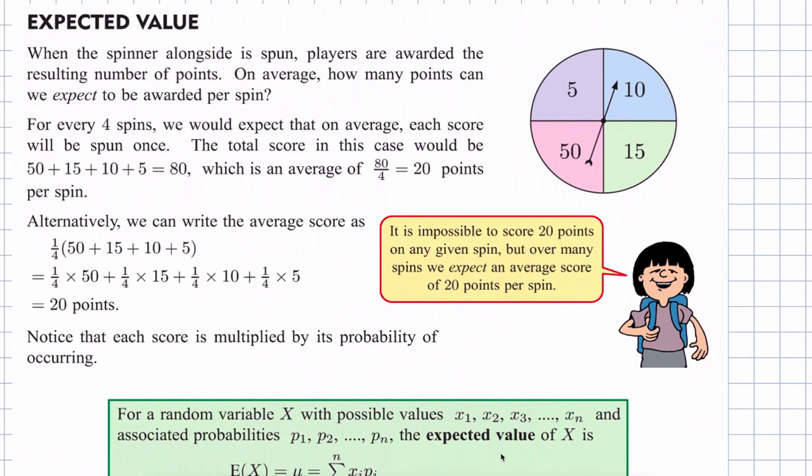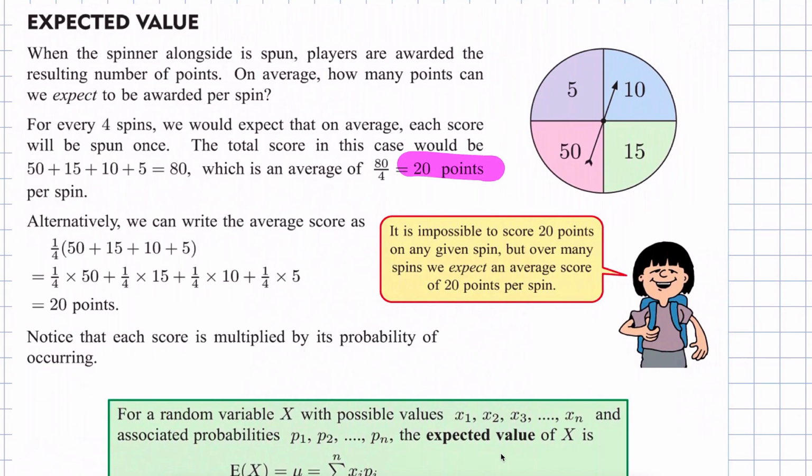So there's an example here of a spinner. You spin the spinner, and the question might be, on average, how many points did you expect to get for every spin? If you have a look at their answer, without looking at how they did it, their answer is 20 points, yet 20 isn't one of the actual options. So it works like averages.